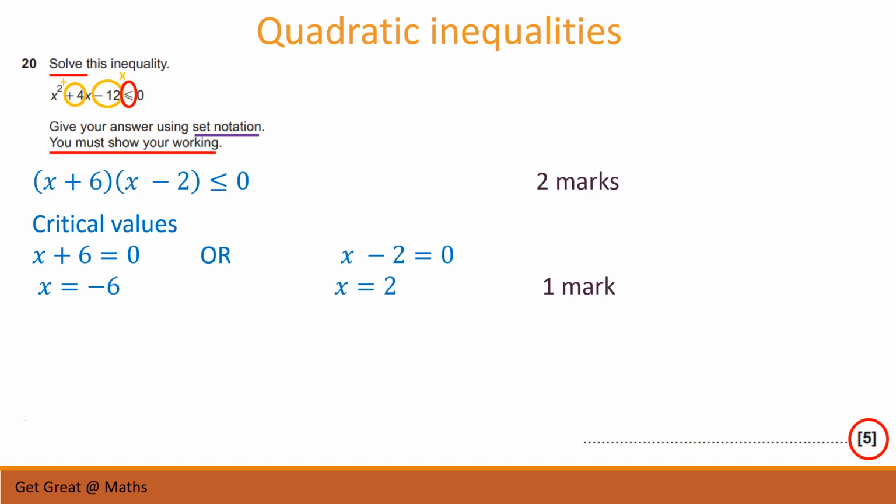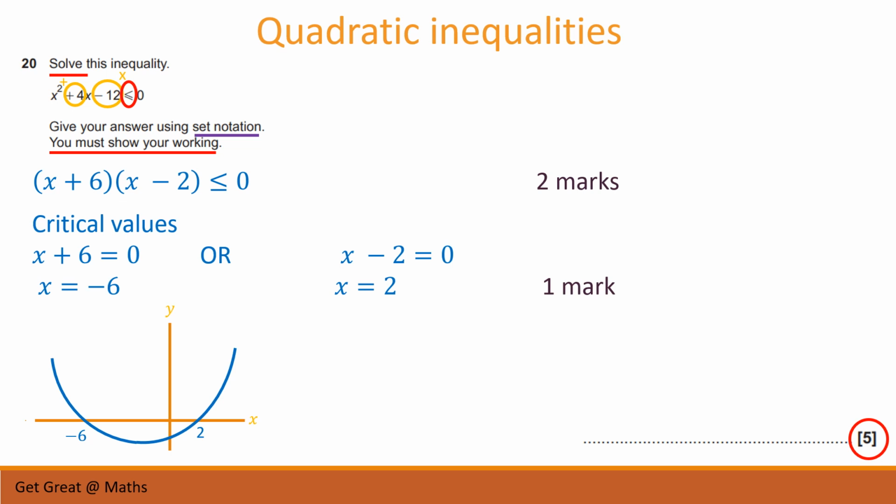Once you've got the critical values, you can use these to do a little sketch to help us solve a graph. So with a little sketch, I'm going to put negative 6 and 2 across the x-axis to show where this graph crosses the x-axis. It is a smiley face graph, so a happy face, because we've got a positive x squared, and we're looking at the equation, and we've got to say when this quadratic equation is less than or equal to 0.